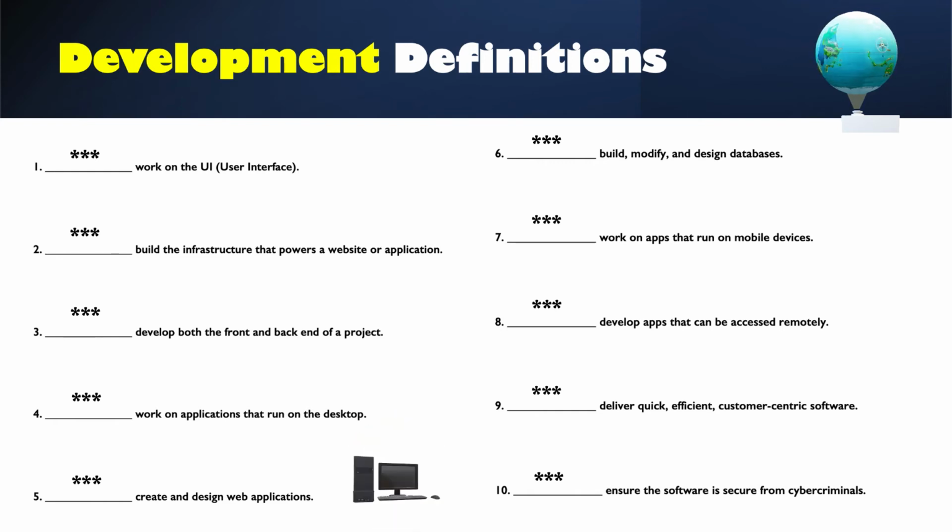So number 1. Front end work on the UI, user interface. Wait, Younghee, you have to say the full term. So not just front end, you have to say front end development. Okay, and number 2? Number 2, back-end development to build the infrastructure that powers a website or application.